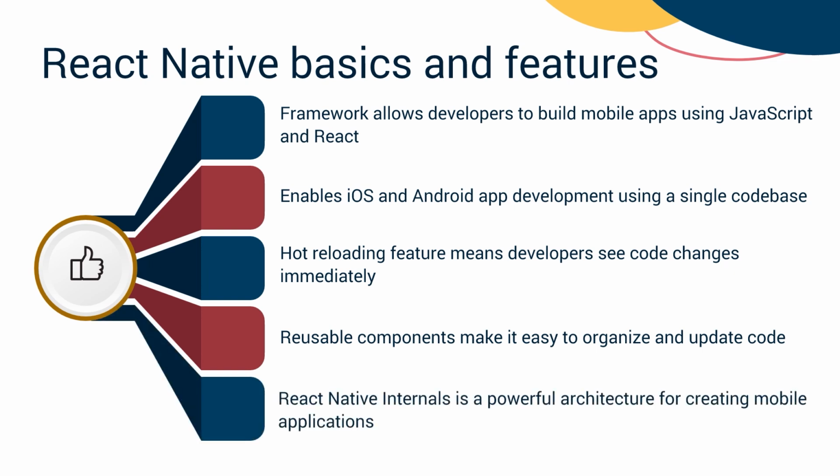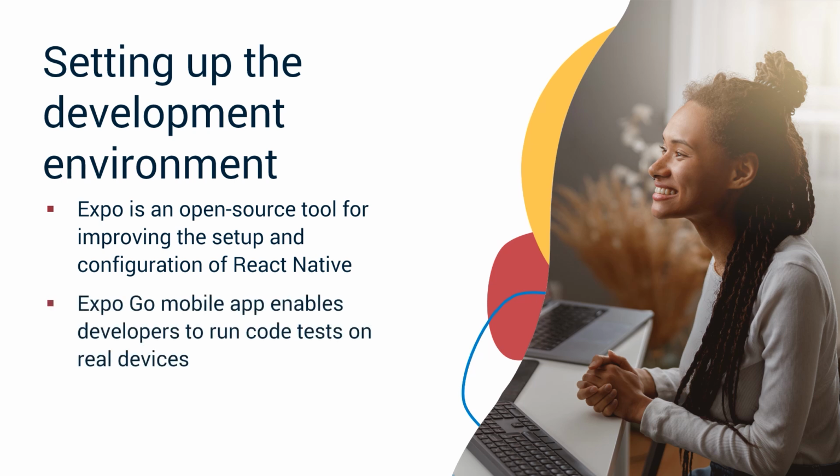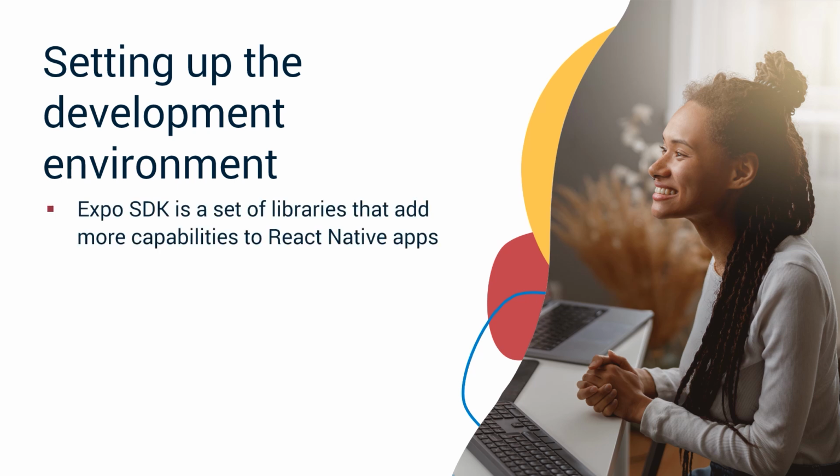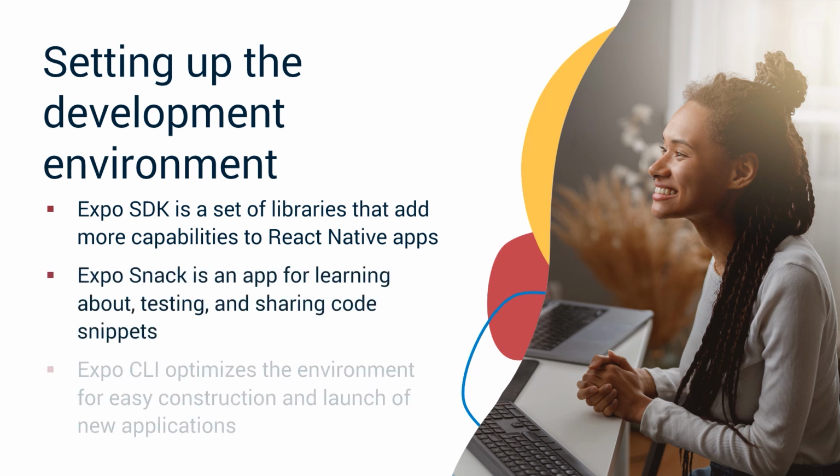React Native Internals is a powerful architecture for creating mobile applications by integrating JavaScript and React on Android and iOS seamlessly. Expo is an open-source tool for improving the setup and configuration of React Native. The Expo Go mobile app enables developers to run code tests on real devices. Expo SDK is a set of libraries that add more capabilities to React Native apps. Expo Snack is an app for learning about, testing, and sharing code snippets. Expo CLI optimizes the environment for easy construction and launch of new applications.